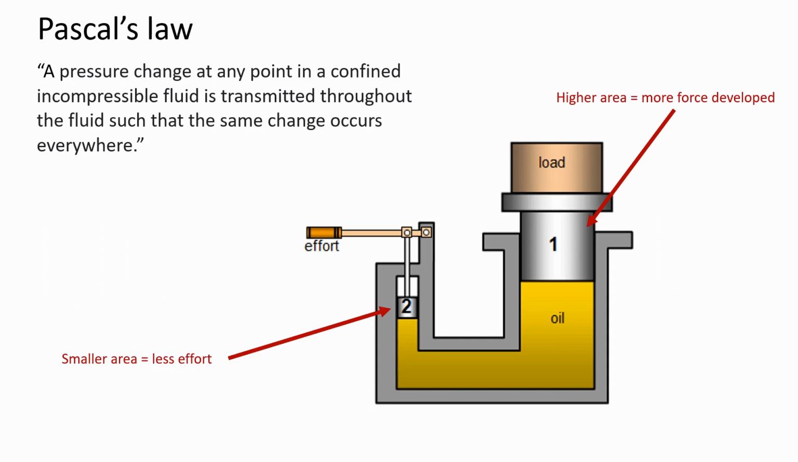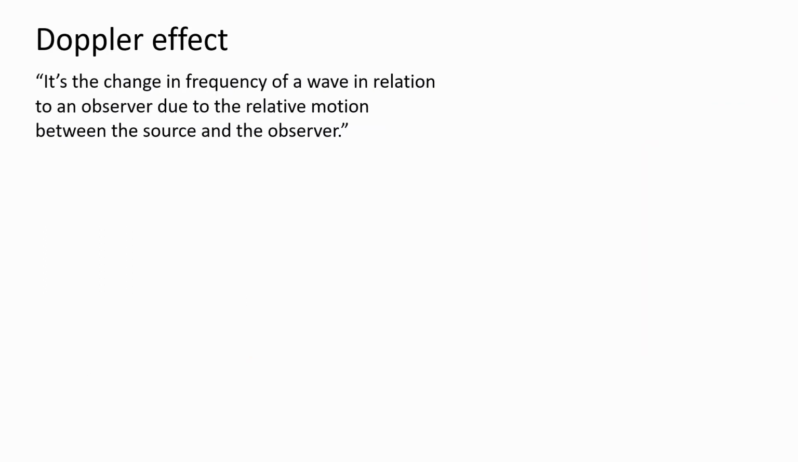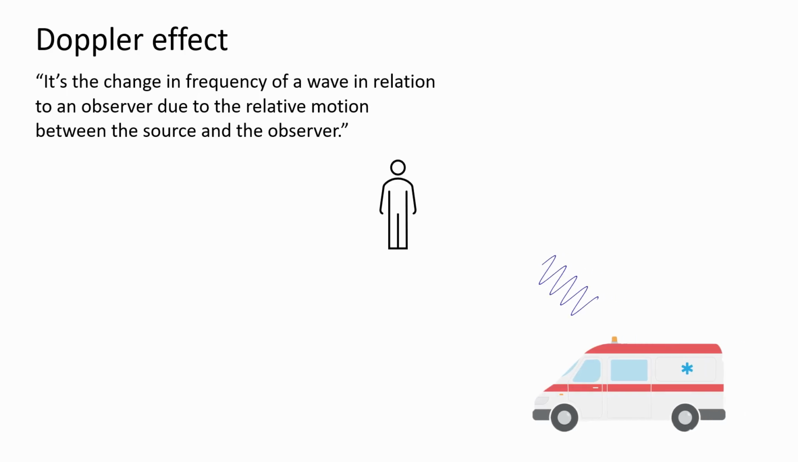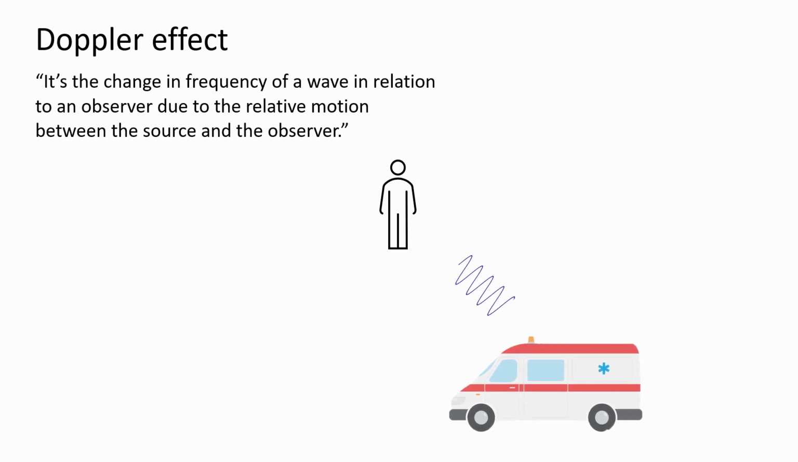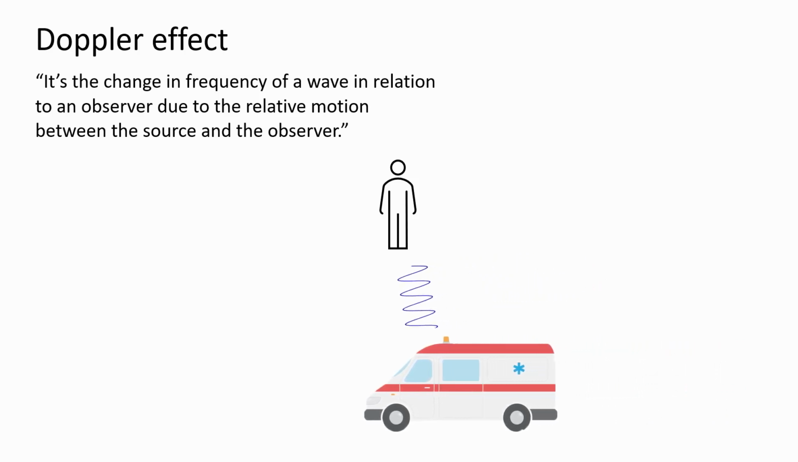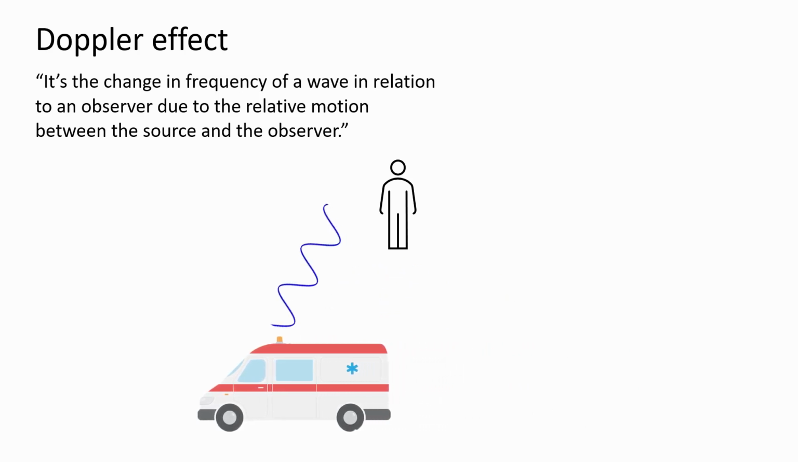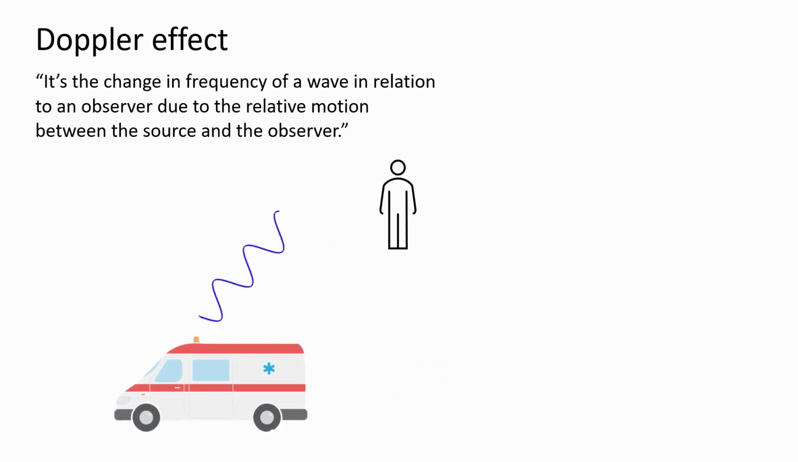Now let's briefly talk about the Doppler effect. Basically, it's the change in frequency of a wave in relation to an observer due to the relative motion between the source and the observer. To understand this concept practically, you can think about an ambulance with the siren switched on, passing near you. During the approach, the frequency perceived by you is higher, and will be identical at the exact time in which the ambulance is passing by. And finally, it will be lower while the ambulance is going away.